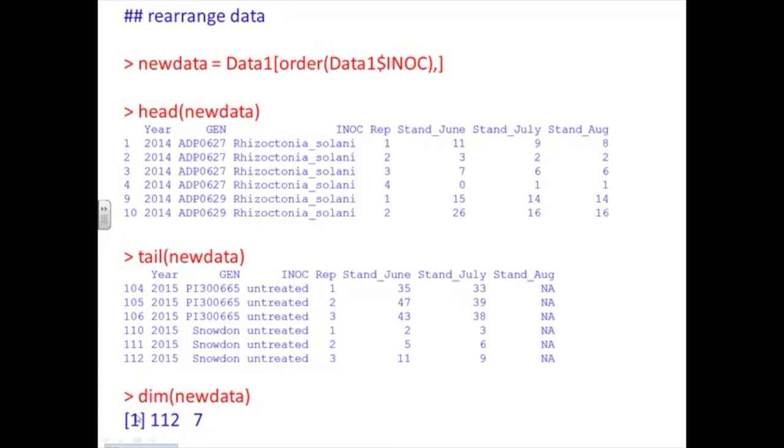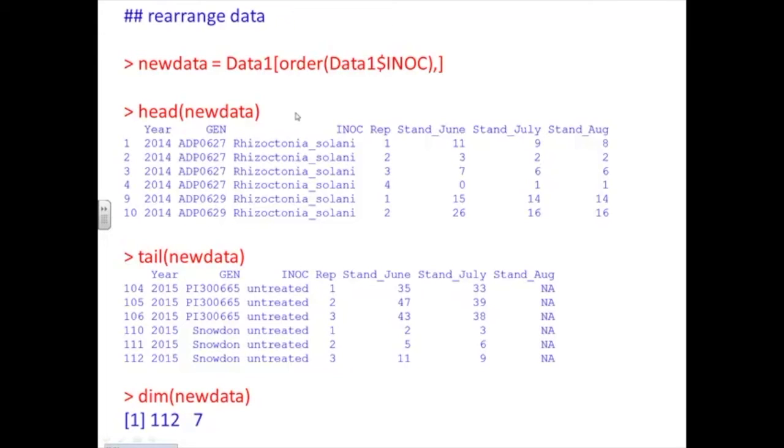So what I'm going to do now is I'm going to rearrange the data. Okay. So I'm going to create a new object that I'm going to call new data. Okay. And for my file data1, I'm going to order that file based on the inoculation column. So when I look at the head and the tail of new data, what I see is at the top of the file, I now have the Rhizoctonia treatment, and at the bottom of the file, I have untreated.